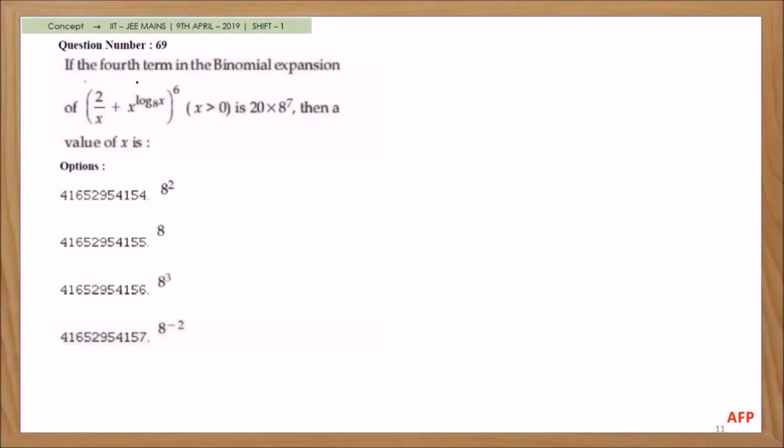Next problem. The fourth term in the binomial expansion, where x is greater than 0, is 20 into 8 raised to 7. Then find the value of x. So for the fourth term, we will first write what a is here. A is 2 by x, b is x raised to log of x to the base e, and n is 6 here. So now the fourth term is 3 plus 1, that is 6c3 a raised to 3 b raised to 3.